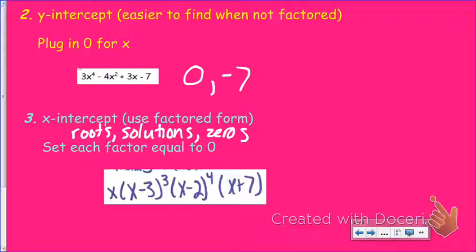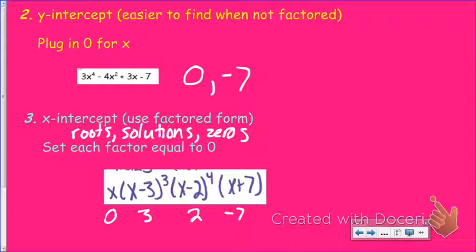In order to find those, what we do is we take each factor and set each factor equal to 0. So in this case, this is in my factored form, so my zeros here would be 0, 3, 2, and negative 7. That means that this graph for this polynomial would cross my x-axis in 4 places. It would cross at 0, 3, 2, and negative 7. So those are my x-intercepts.